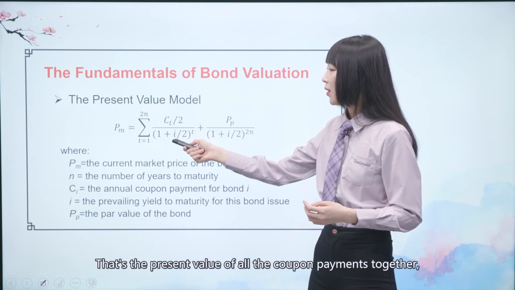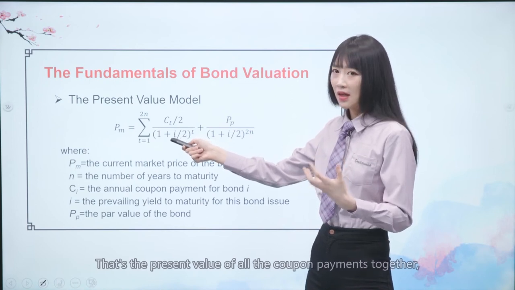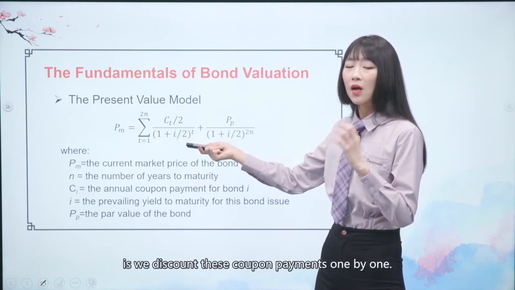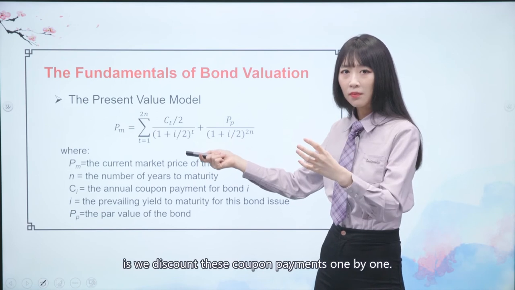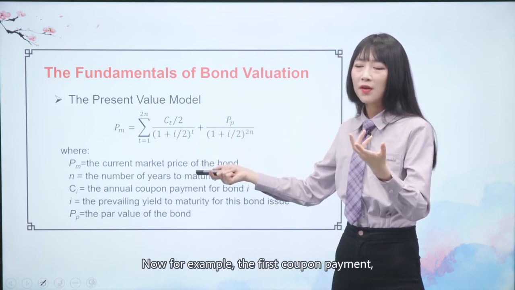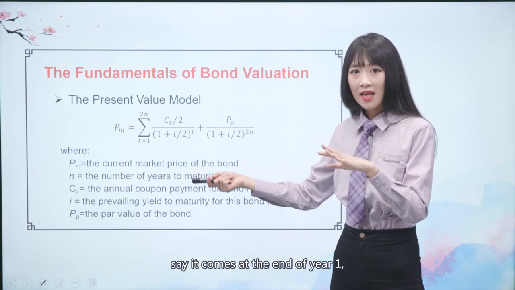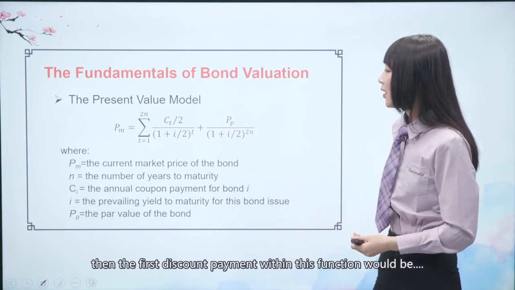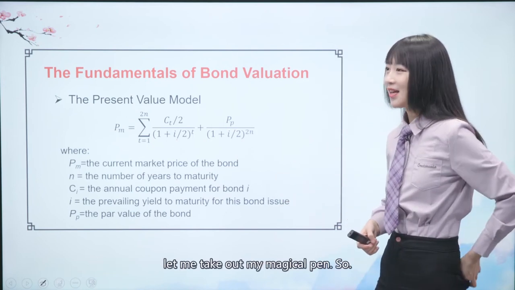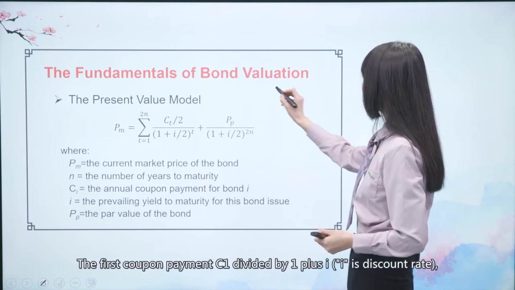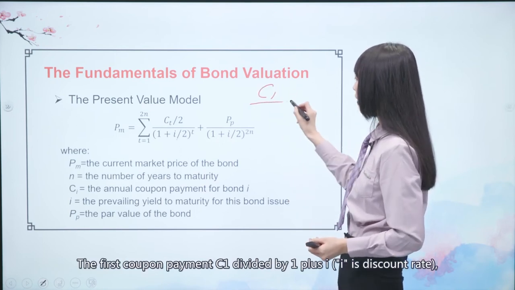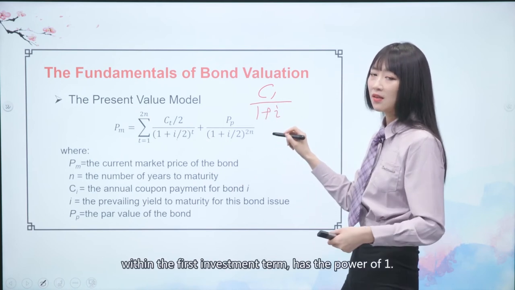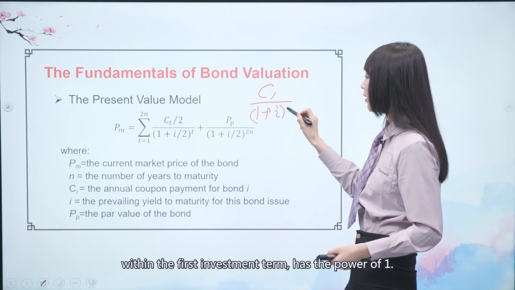That's the present value of all the coupon payments together. That's the sum. The basic idea here is we discount these coupon payments one by one. For example, the first coupon payment comes at the end of year one, so the first discount within this function would be the first coupon payment, C1, divided by 1 plus i. That is our discount factor within the first investment term, to the power of 1.